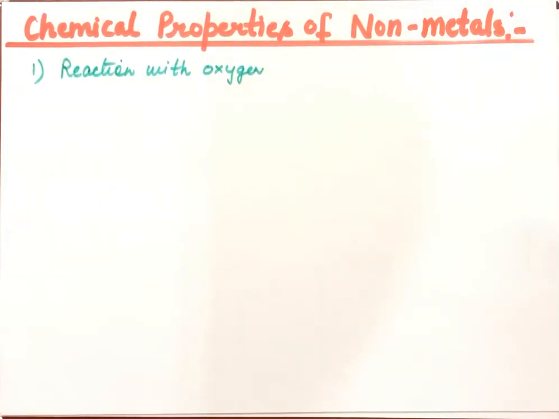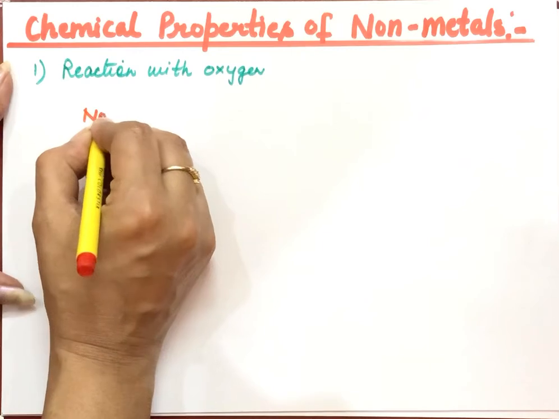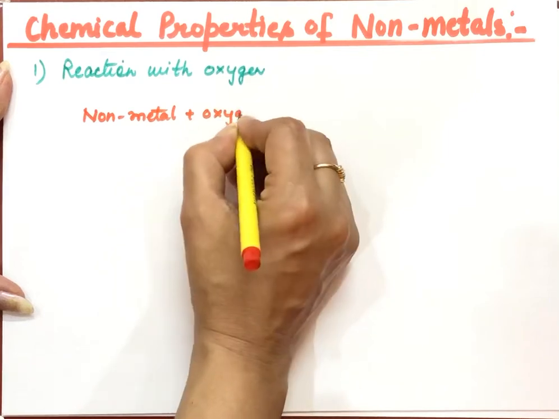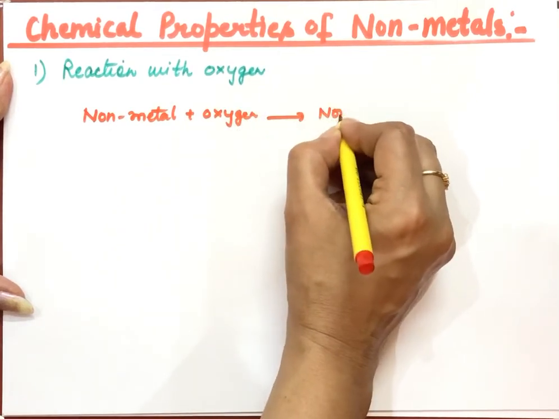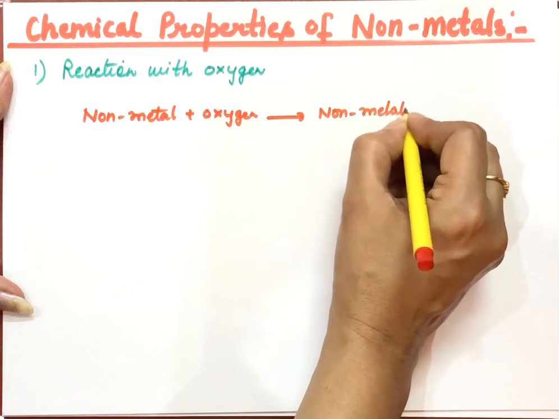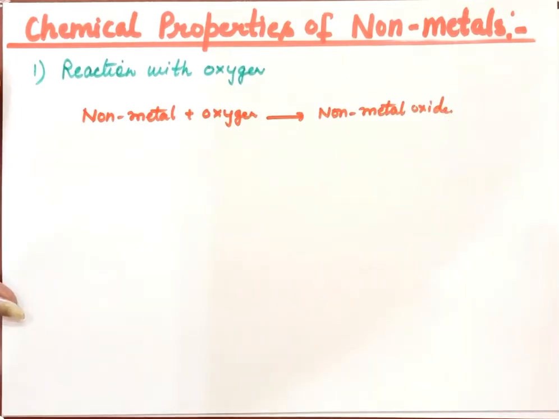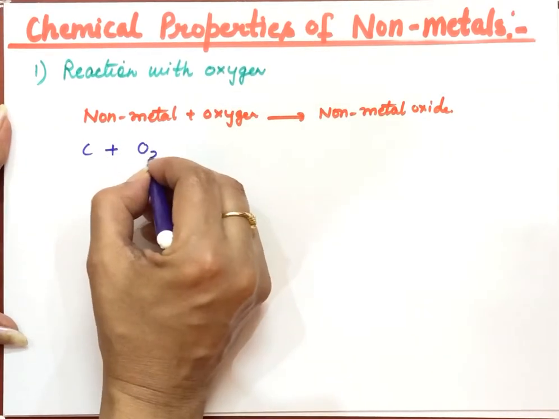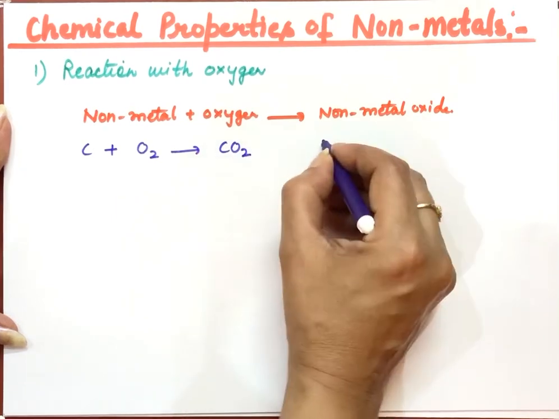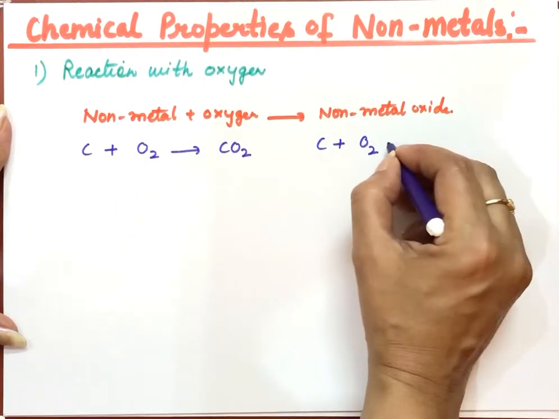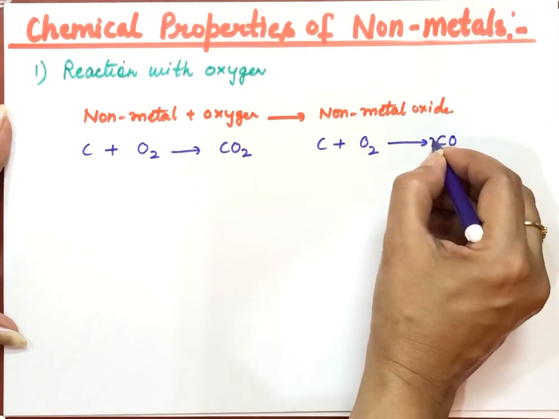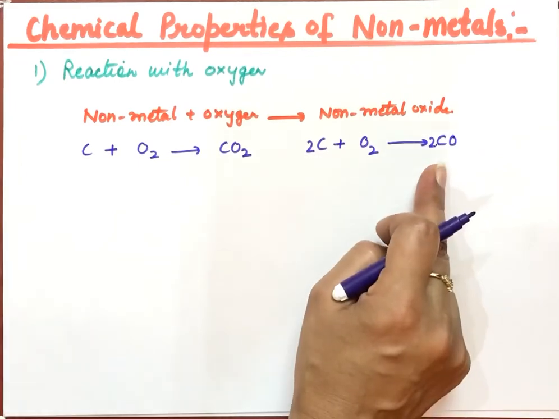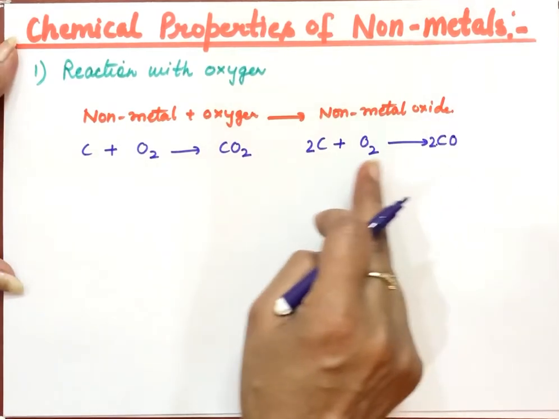So it is a nonmetal reacting with oxygen, and as a result of this what we will get here is a nonmetal oxide. One example of a nonmetal oxide is carbon reacting with oxygen to form carbon dioxide. But if the oxygen supply is not sufficient, then it will be carbon monoxide in this case. So there will be oxides of carbon, that can be carbon dioxide, that can be carbon monoxide, that depends on the supply of oxygen here.